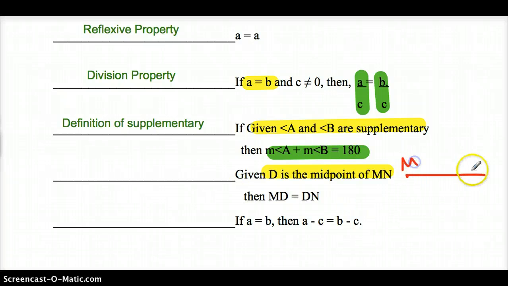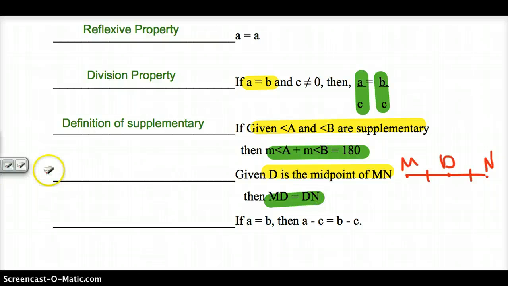Here's my M. There's my N. And D is the midpoint. What does that mean, people? What does that mean when D is the midpoint of MN? Some of you say, oh, it's right in the middle. You're right about that. Some of you will say, well, they're the same amount. Yeah, they're the same amount. So you mark those two with the same hash mark. That means that they are equal. And so this is the definition of midpoint.